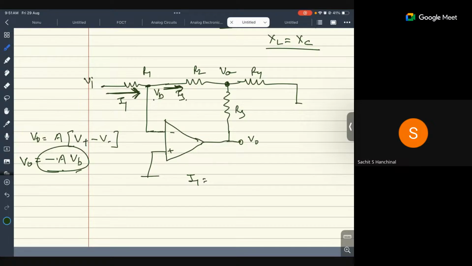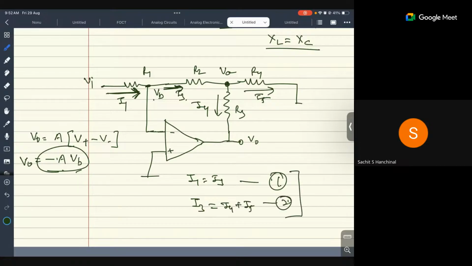So I1 is equal to I3. This is my first equation. And the second equation is that I3 will again go into I4 and I5. So I3 is equal to I4 plus I5. That is my second equation.